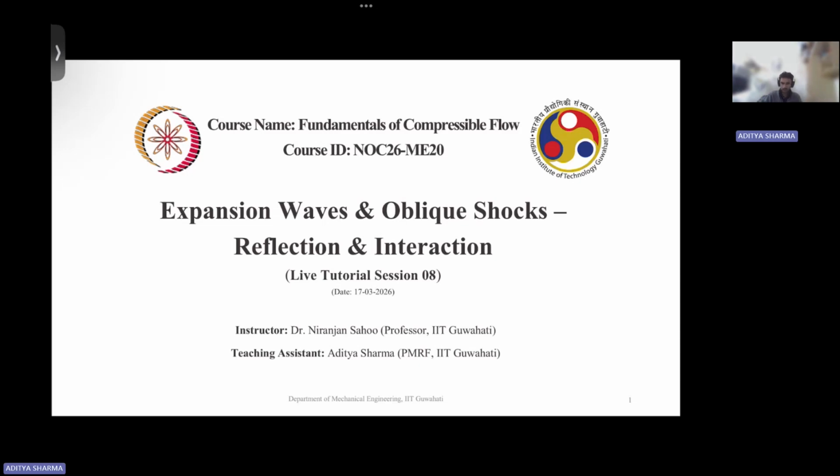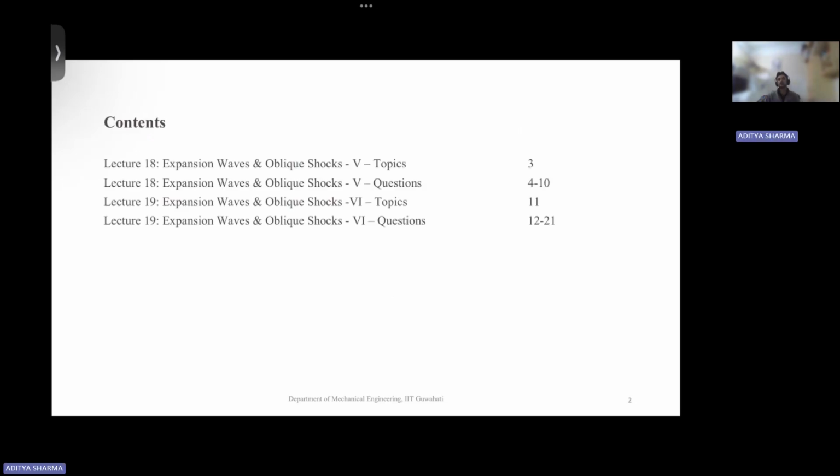Okay, so we can start with today's session. Expansion waves and oblique shocks, reflection and interaction. These are the lectures that have been covered in this week's content, lecture number 18 and lecture number 19. Lecture number 18 deals with shock polar. So the major topics here are shock polar and then the pressure deflection diagram.